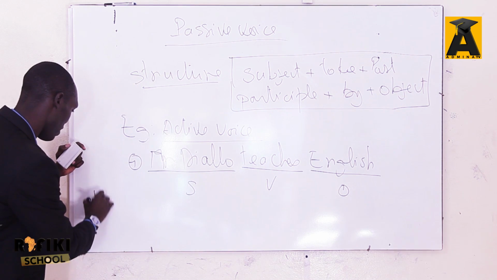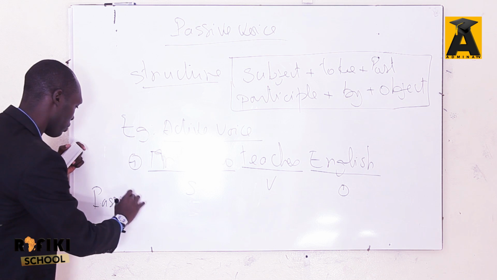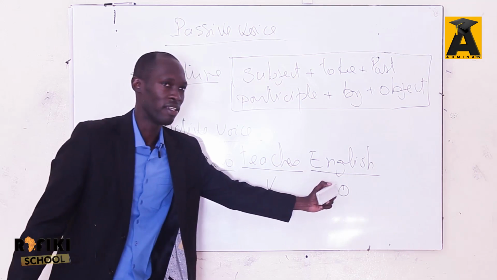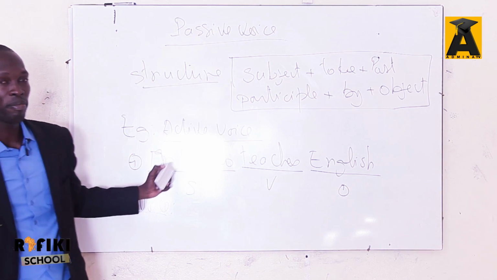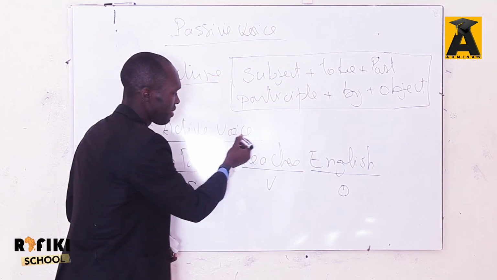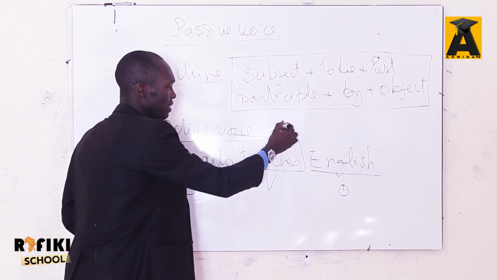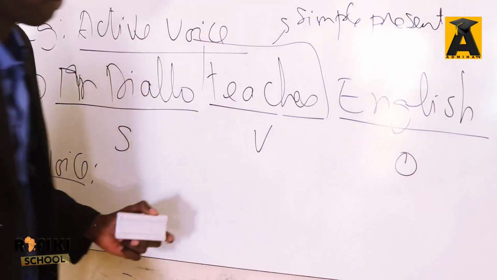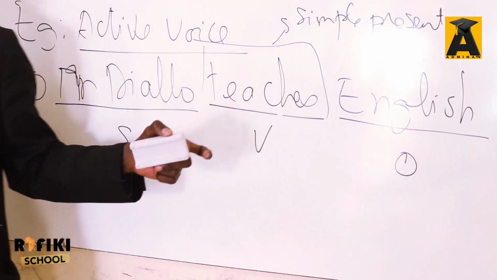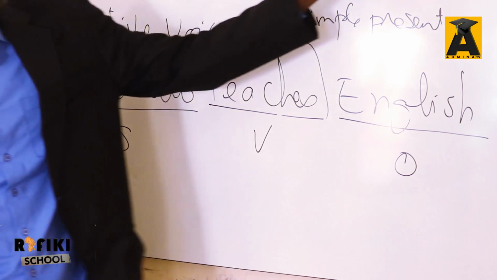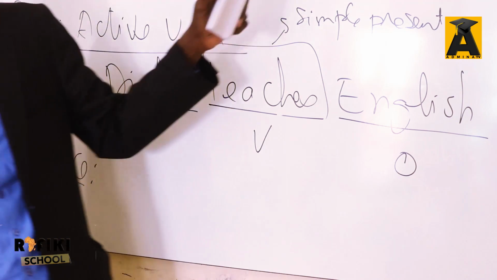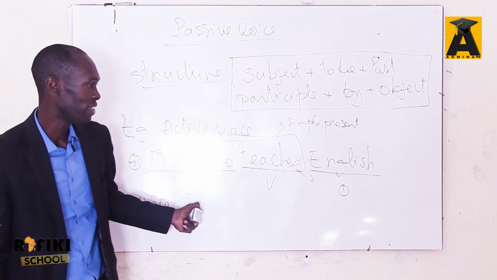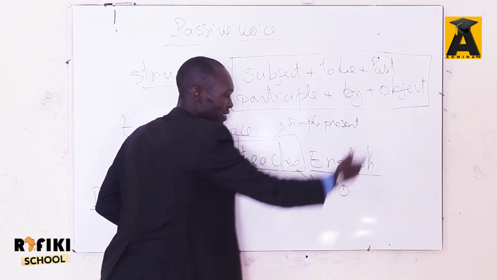So now the object becomes the subject, and the subject will become the object. So mind this, the tense of the first verb is a simple present. So to be will be in the tense of the first verb, which is the simple present. So subject plus to be in the tense of the first verb, plus now the past participle of the verb of the first verb, which is very important. Plus now by, plus now the object.